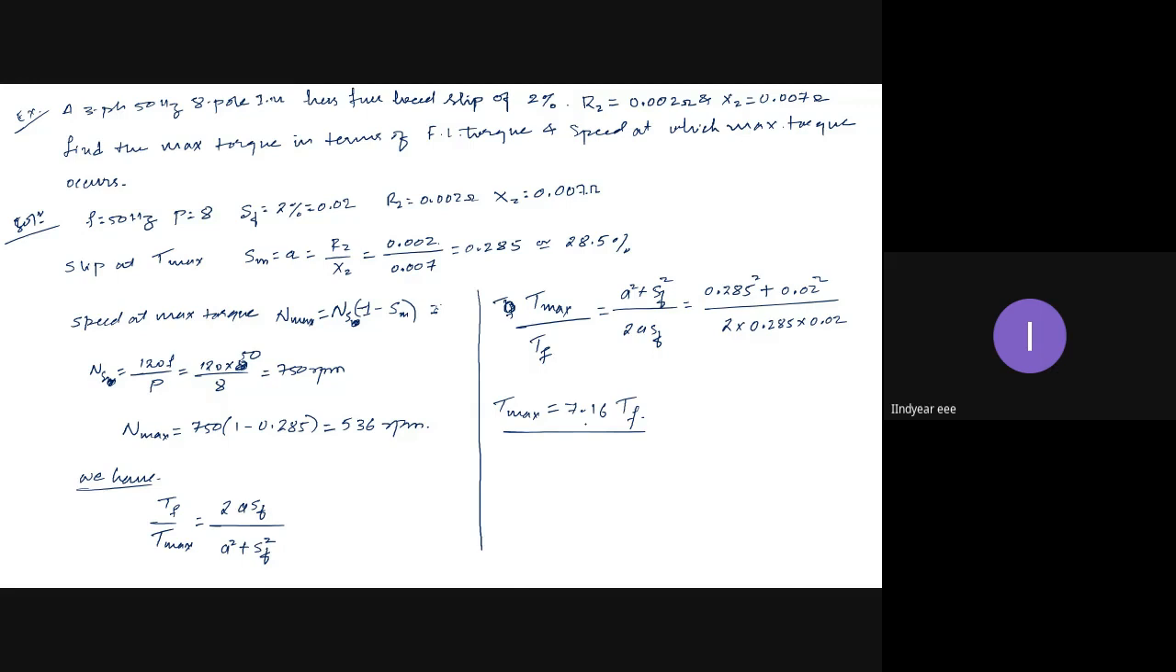So these are few examples on the relationships between torque, slip, and the voltages. So next we'll look again into the torque speed curve, and here what we want to look at is what are the limiting values of the torques.